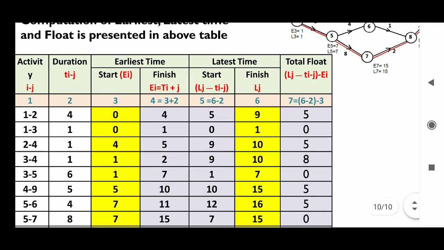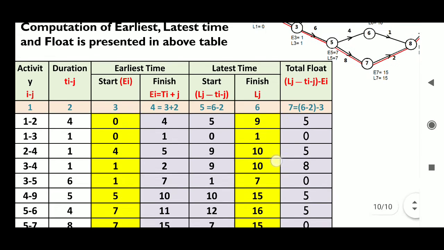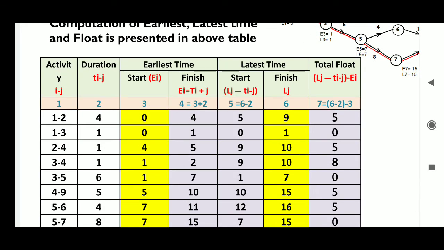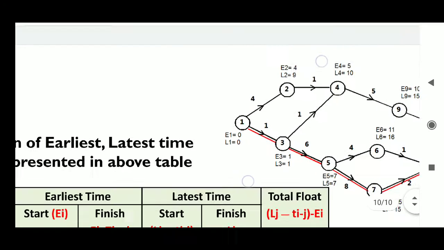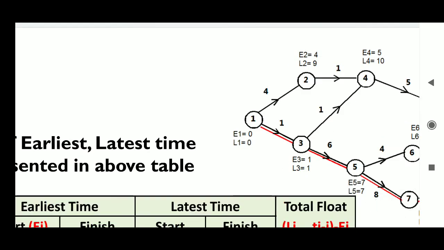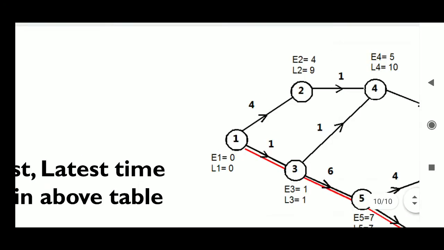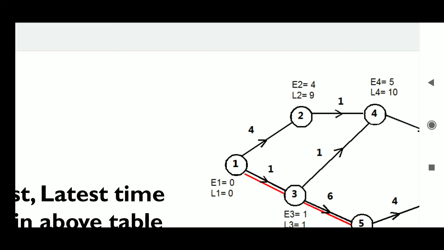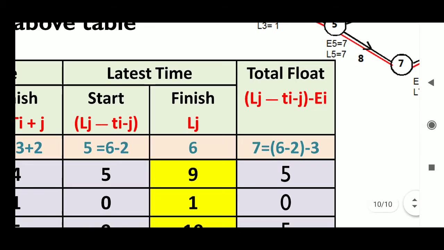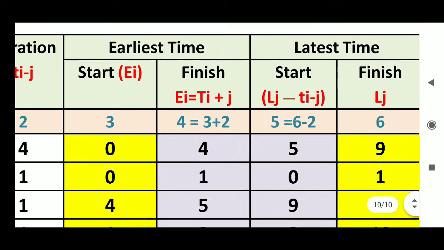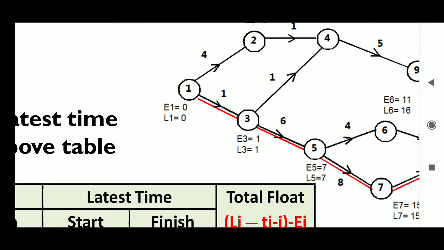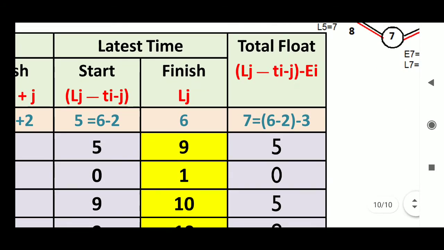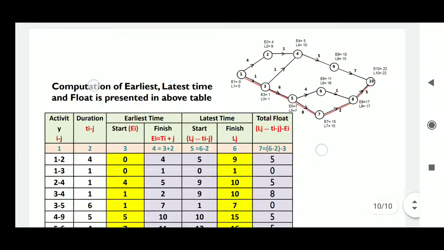Now see the total float, the formula is given. For the activity 1 2, the total float is 5, means the total float is nothing but the difference between either the i point or j point, either one node or two node. The difference at the node 2 is 5, hence the total float is 5. Similarly for 1 3, at the point 3 the difference between e and l is 0, hence the total float is 0. So already the formula is given.